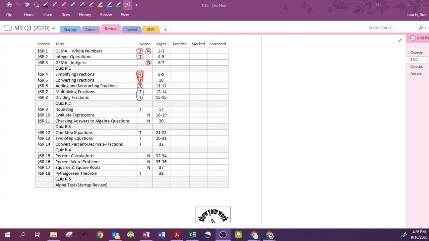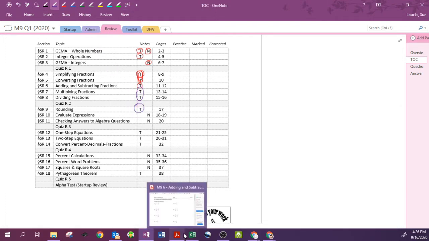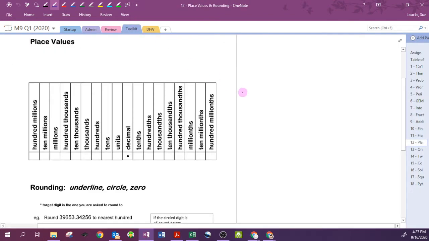Hi everyone. Now we're going to look at rounding, and rounding has a toolkit page. So let's go to the toolkits and do the toolkit. So the toolkit for rounding, we're actually going to look at place values and rounding. They just kind of go together. And place values is like old news. The decimal is right here in the middle.